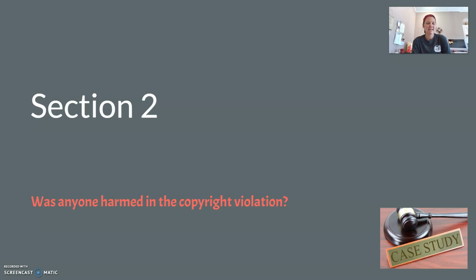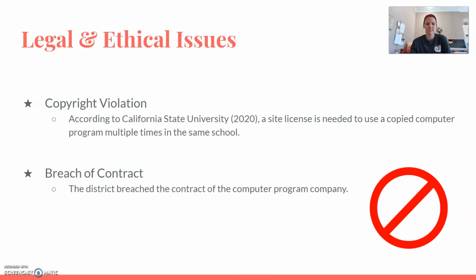Section 2. Was anyone harmed in the copyright violation? While no one was physically harmed, there are legal and ethical issues that arise. Legally, a school cannot copy a computer software program to use multiple times unless it has a license that allows that. Also, the school had a breach of contract with the software company when Mrs. Lynn copied the program and handed it out to others. Now, schools are permitted to copy a program to keep as backup, but not to hand out and use it multiple times.